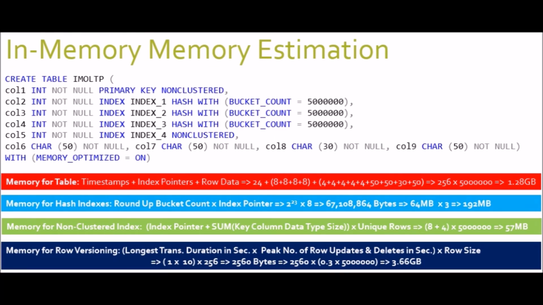So we need to come up with the sum of these calculated values: 3.66 GB, 57 MB, 192 MB, and 1.28 GB, just for allocating the in-memory table. For a 1.28 GB table itself, yes, we need to allocate this much. Exactly. And we also take into account how much of our table is going to be edited. We took an assumption of 30% in this particular case. Yes, correct.